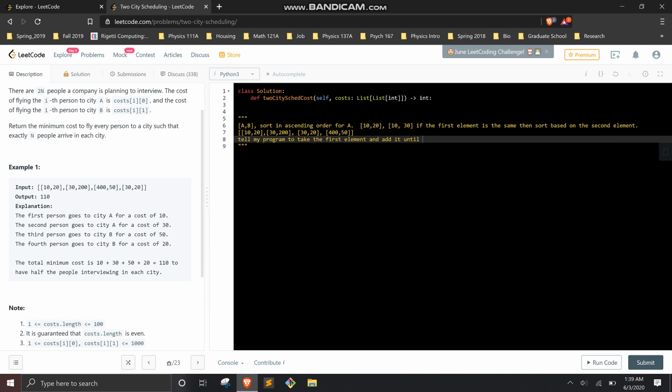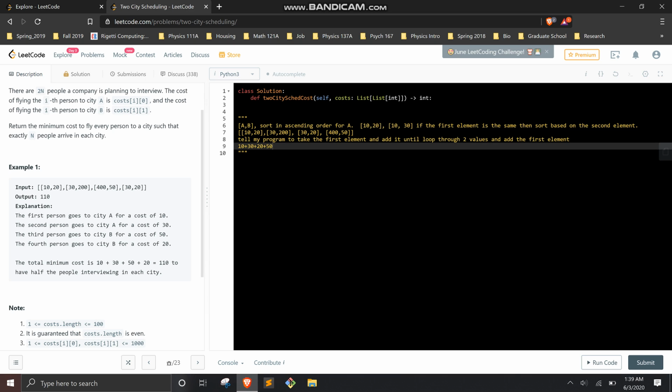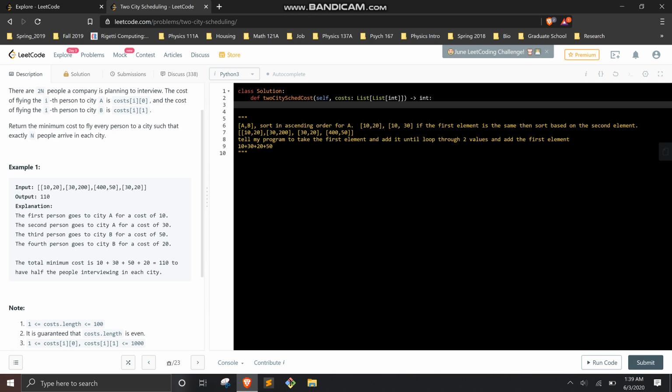So like halfway is loop through 2 values and add the first element. So that means I'll do 10 plus 30. Then I'm going to loop through the last 2 elements and add the second element from those. Plus 50. Now by sorting the second element like this, it's going to work better.